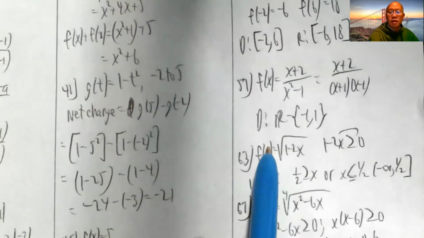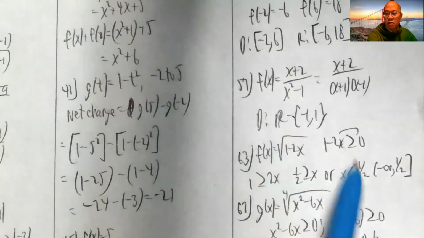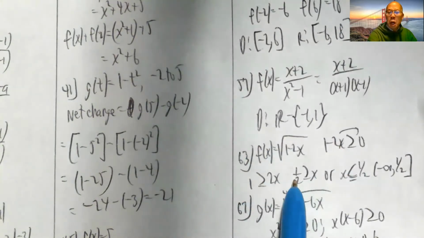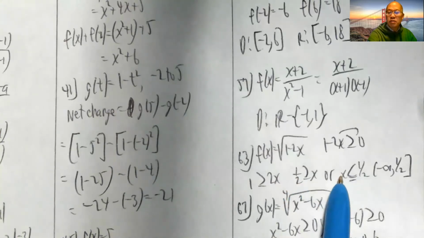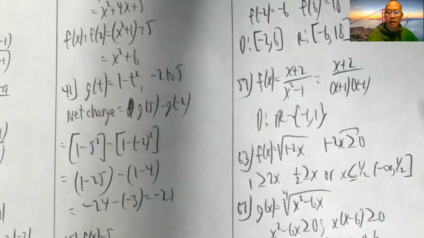63, find a domain. If I have the square root of anything, the thing behind my finger is greater than or equal to 0. Okay, move over to 2x. 1 is greater than or equal to 2x, divide by 2. 1/2 is greater than or equal to x, or x is less than or equal to 1/2. So the domain is parenthesis negative infinity, comma 1/2 bracket.